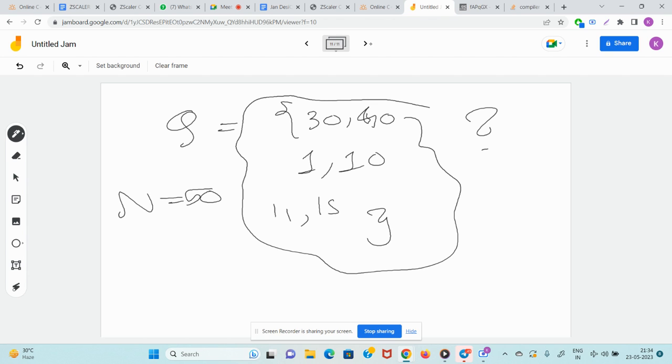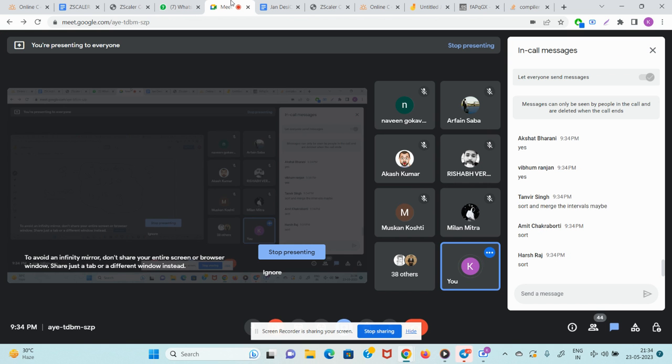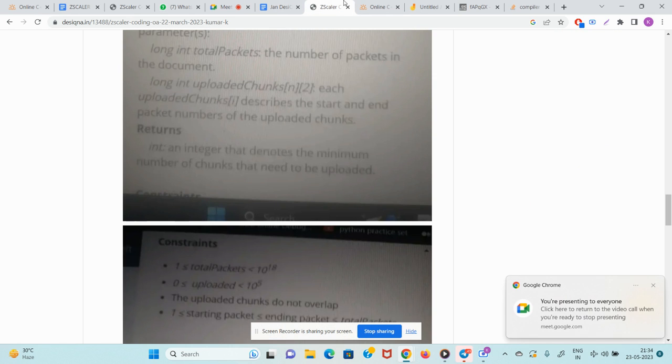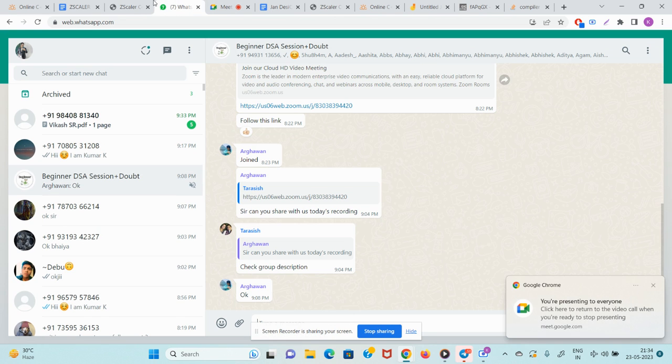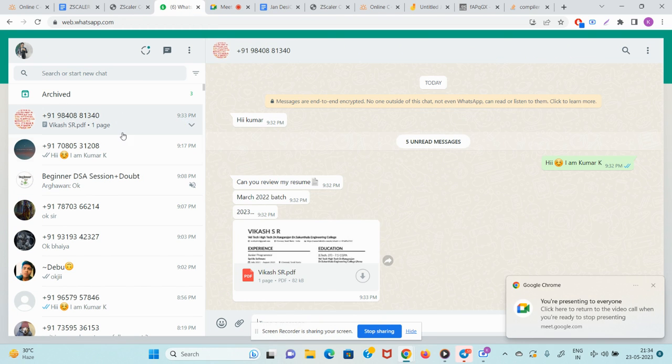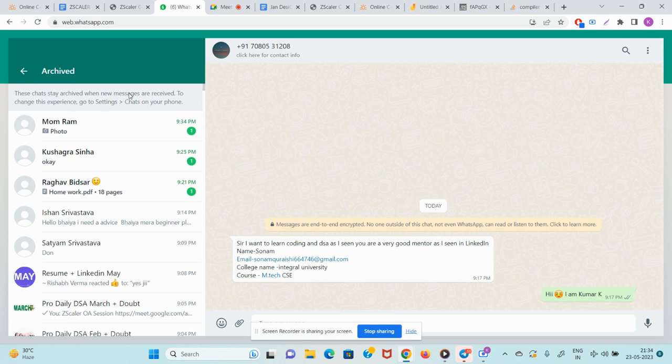So guys, what should you do? They can give you any order. Tell me, let's use common sense. Sort. Correct, Tanvir. We don't need to merge, Tanvir, because all the ranges are non-intersecting. So just sort the ranges. You want the ranges in ascending order.